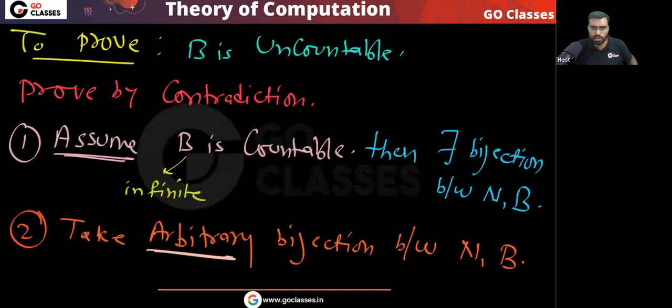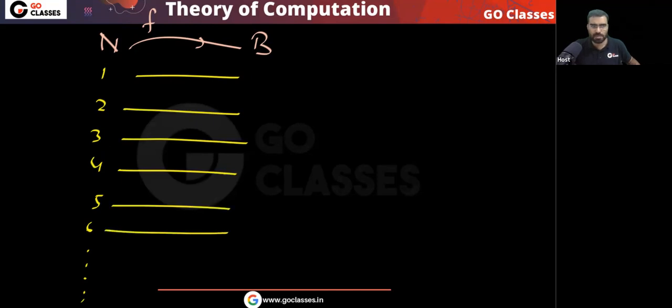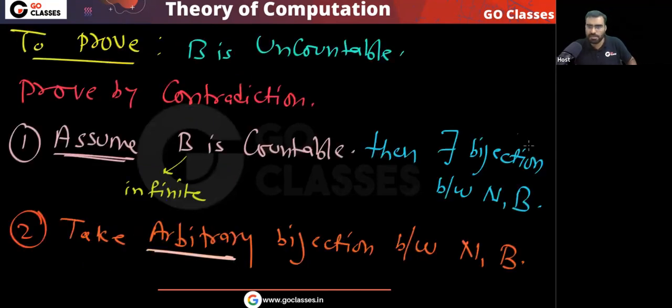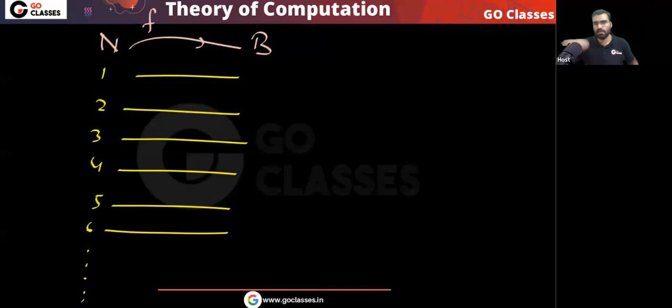Let's assume you have this bijection you take. This is your set N. This is your set B. I am giving you a bijection f. Let's assume this f is a bijection: 1, 2, 3, 4, 5, 6, and so on. Please give me a one-to-one correspondence, because I am assuming there is a bijection between N and B. Whatever bijection you want, you can give me. So give me the mapping of 1.